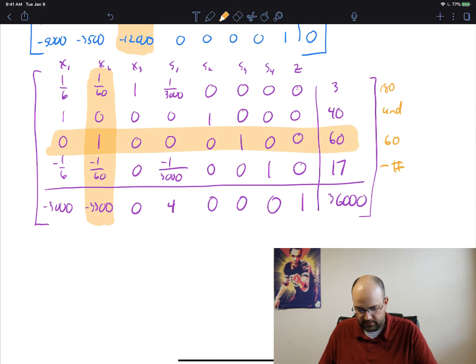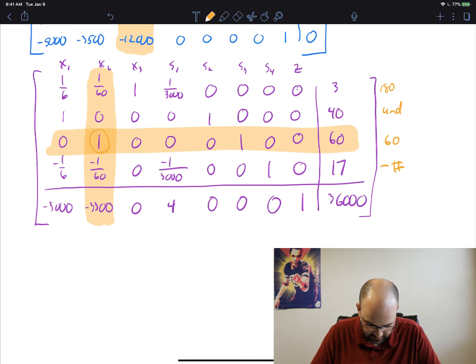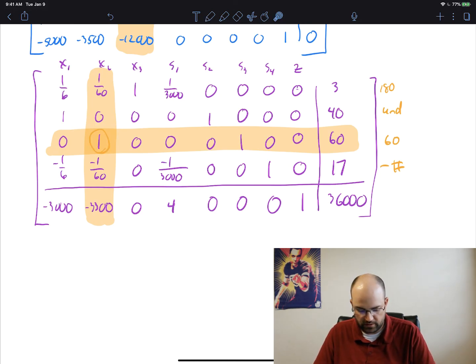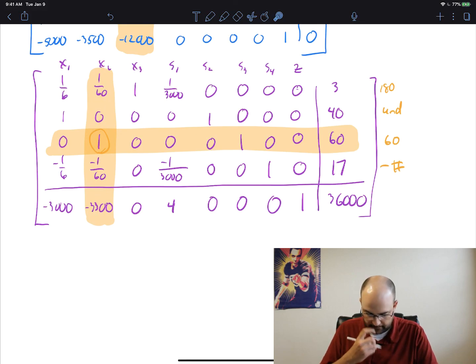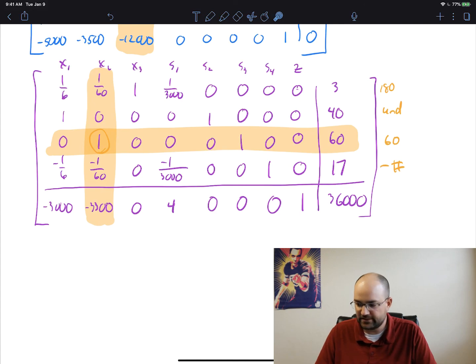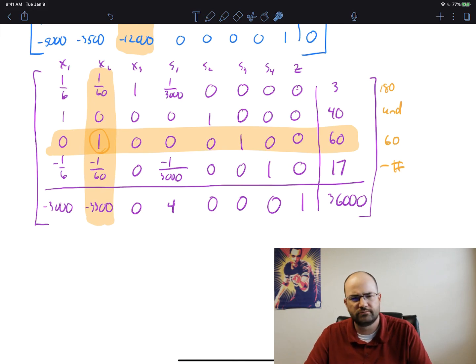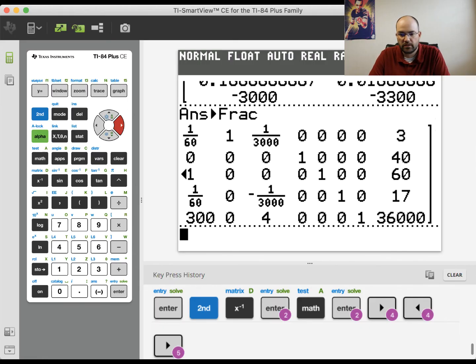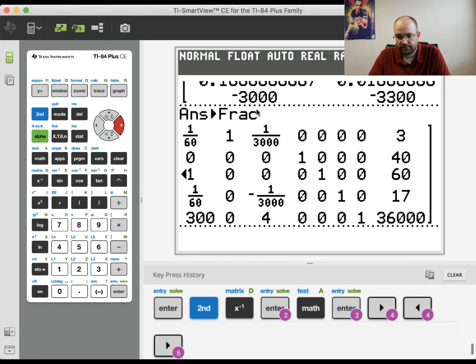Good. Which of course means that this number here is the pivot. Now what row is that? That's row 3 and then column 2. Alrighty, now that we figured that out, let's go back to the calculator. I'll see you there. Okay, welcome back to the calculator.